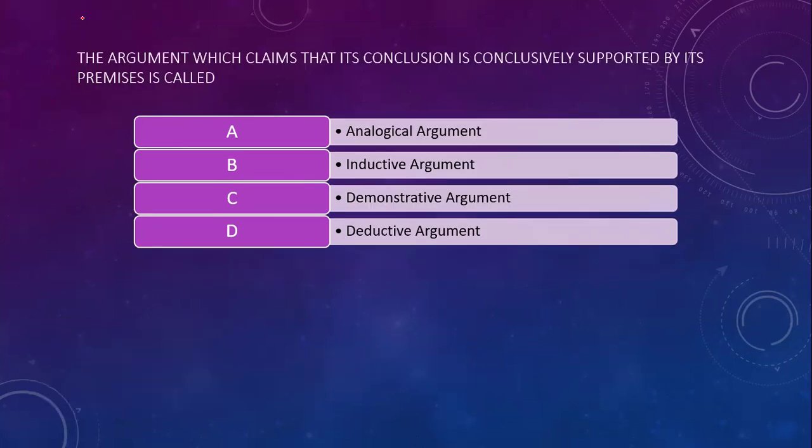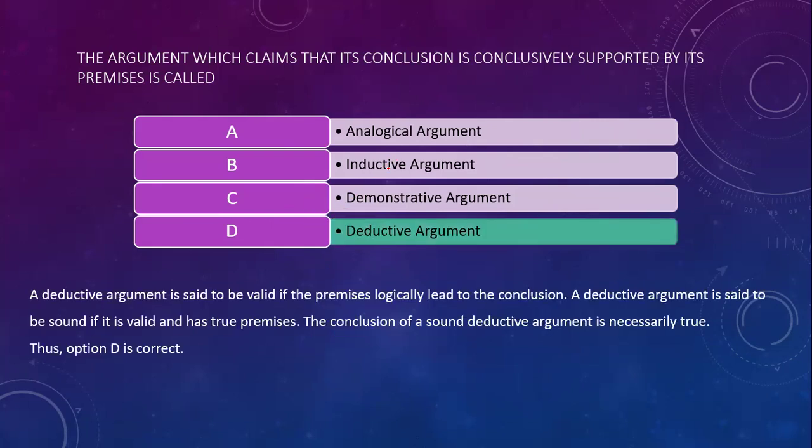That's the correct answer. The argument which claims that its conclusion is conclusively supported by its premises is deductive. A deductive argument is said to be valid if the premises logically lead to the conclusion. A deductive argument is said to be sound if it is valid and it has true premises.